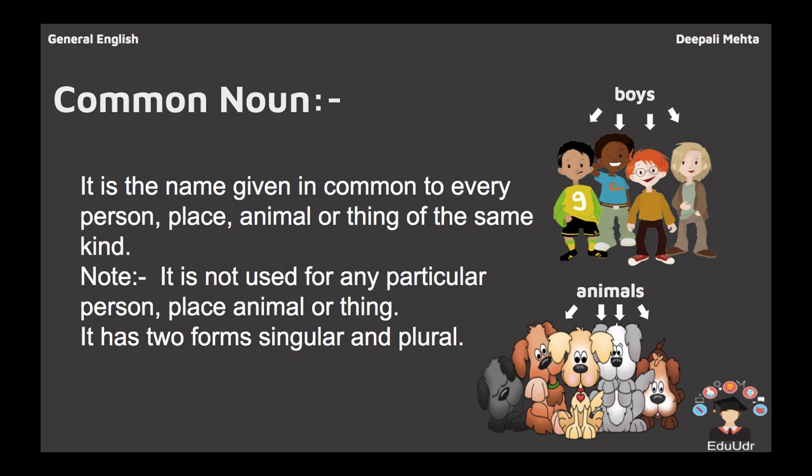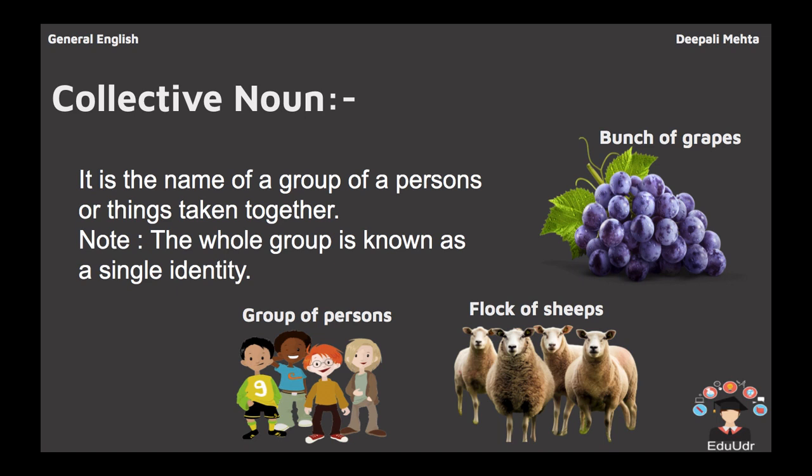Then comes collective noun. As the word itself suggests, to collect. Now, when do we collect? We collect when things are more than one. So this noun indicates that when it is the name of a group of persons or things taken together, we say it is a collective noun.